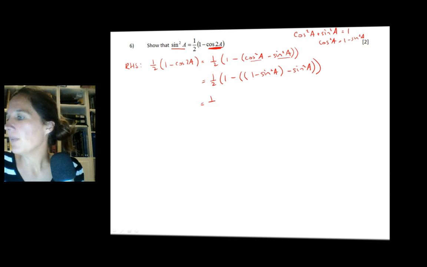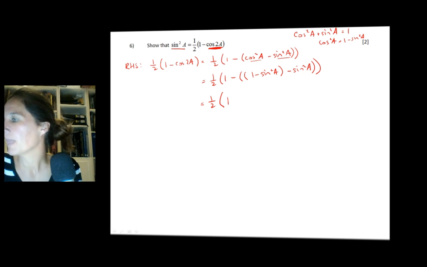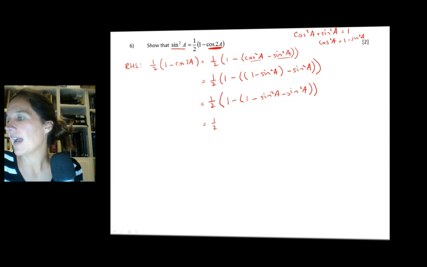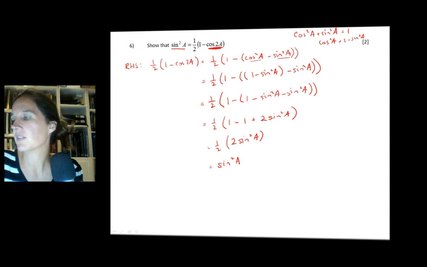We keep on working through this. If we look in our brackets, we've got 1 minus sine squared a minus sine squared a. So here we have a half multiplied by 1 minus 1 plus sine squared a plus another sine squared a. So here we've got 2 sine squared a. 1 minus 1 is nothing, so we've got a half multiplied by 2 sine squared a. A half times 2 is 1, which is equal to sine squared a, which is equal to our left hand side.